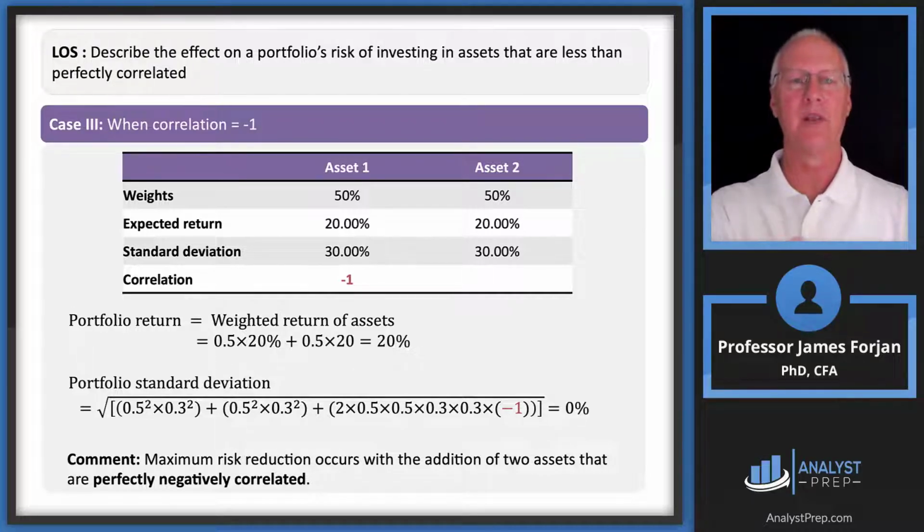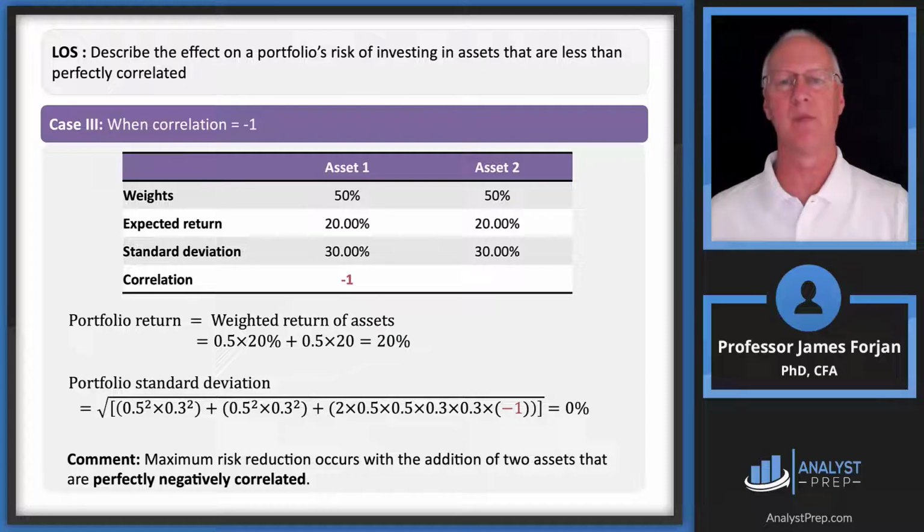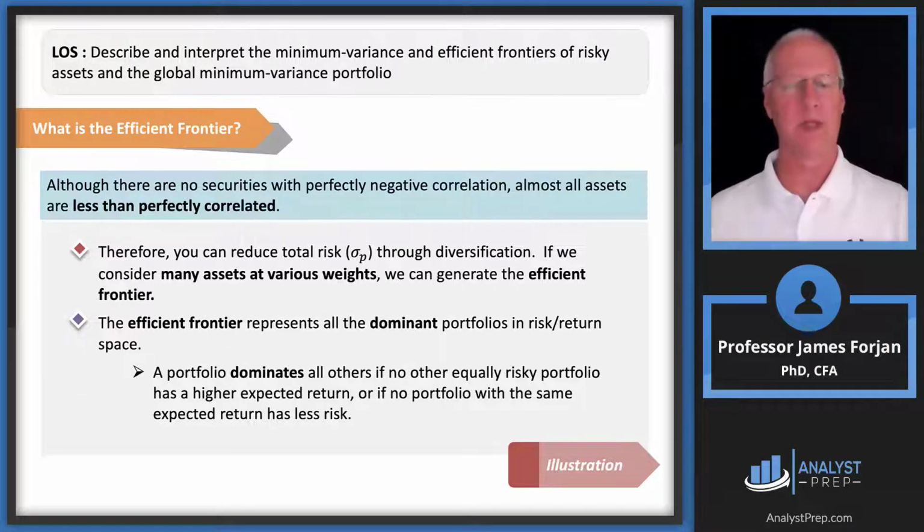But what are we doing here in this LOS? Describe the effect of a portfolio's risk that are less than perfectly correlated. Boy, this is a beautiful slide deck that illustrates this topic perfectly and completely. All right, so where are we in our life? Now, we started with one asset. We added a second asset, but what do we know? We're going to add a third and a fifth and a 10th and a 40th and an 80th and however many it means to put together a diversified portfolio.